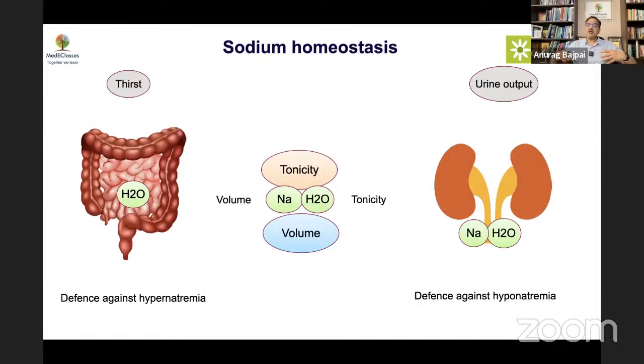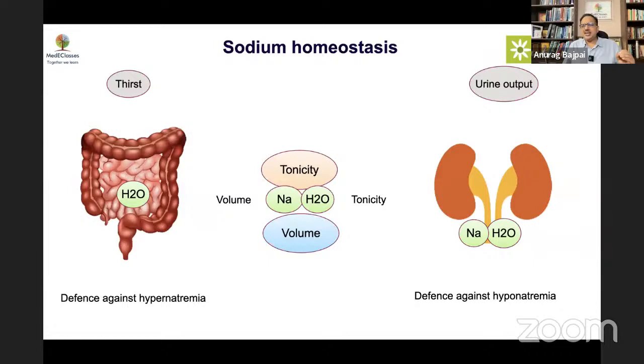So if somebody is having a lot of free fluid, there will be an impairment of the AVP effect and you will have aquaresis in that perspective. So urine output is the major defense against hyponatremia. And as a corollary, decreased urine output or increased urinary concentration, which is inappropriate for the sodium level, quote unquote SIADH, is associated with hyponatremia.